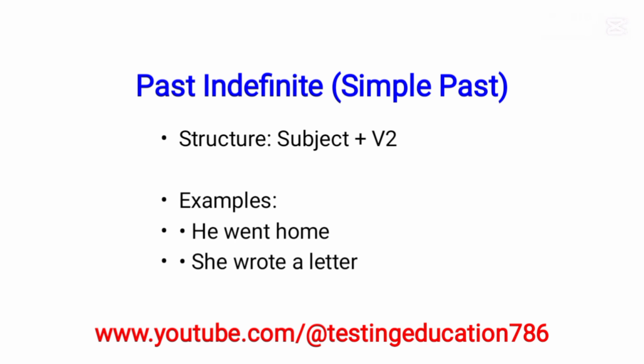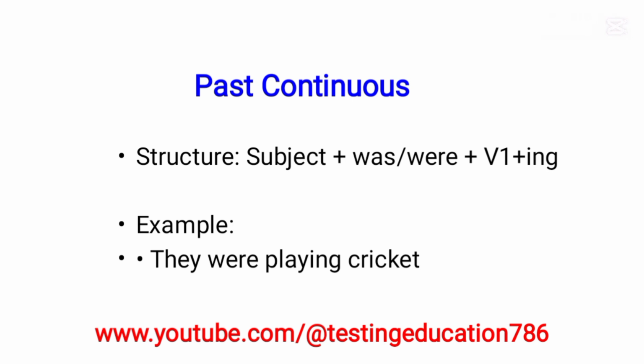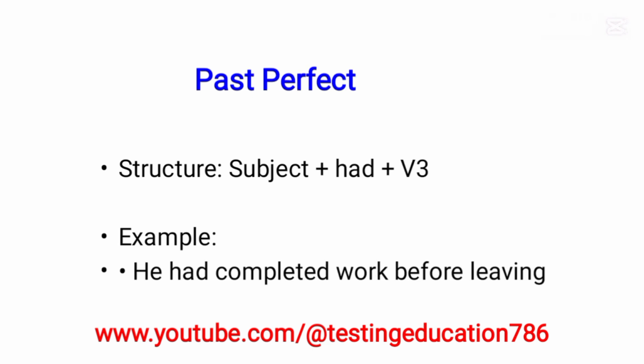She wrote a letter. Its second form is past continuous. Past continuous tense shows action continuing in the past. Its structure is subject plus was or were plus first form of verb plus ing. For example, they were playing cricket. Its third form is present perfect.